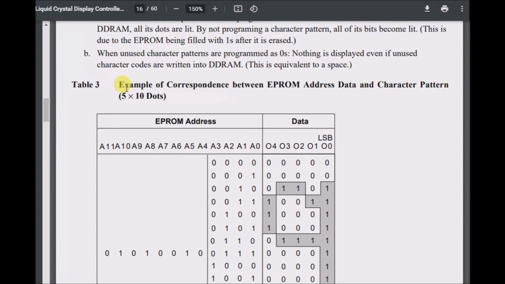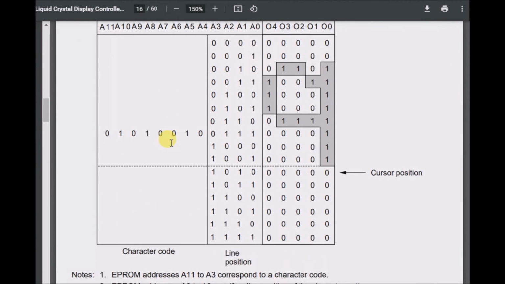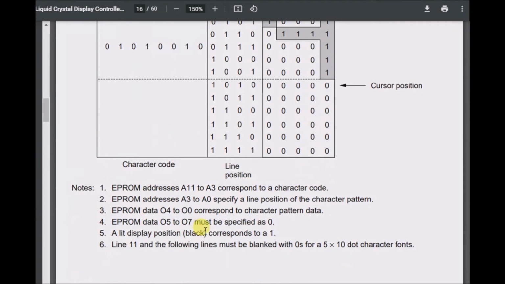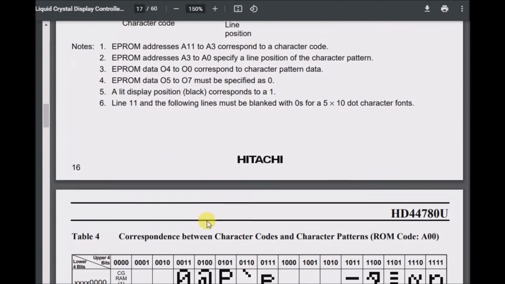Table 3, example of correspondence between EEPROM address data and character pattern 5x10 dots. And I won't read all of this, because I think it's probably similar to the 5x8 description above. So maybe I can pause it if I, for some reason, need to read that.